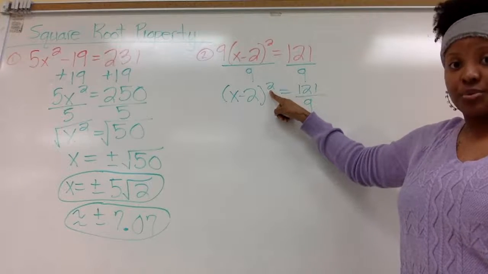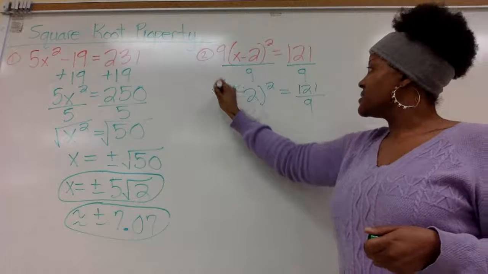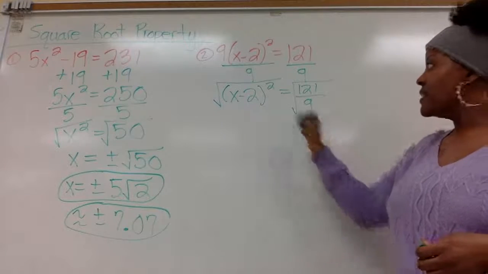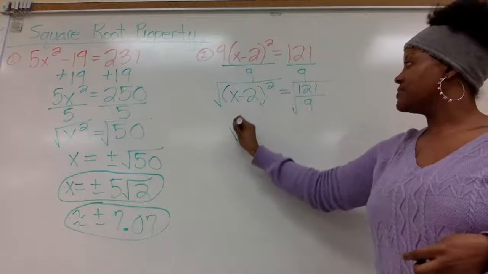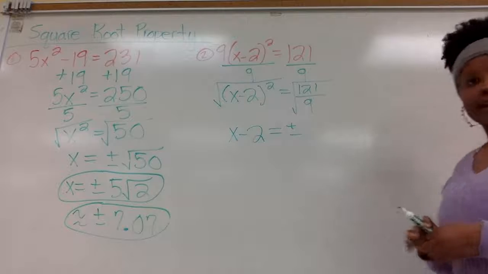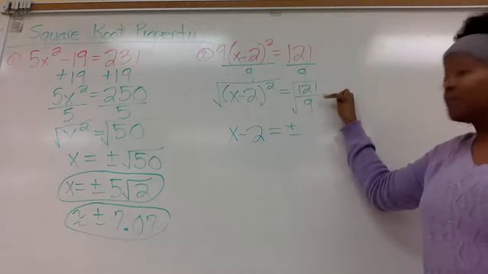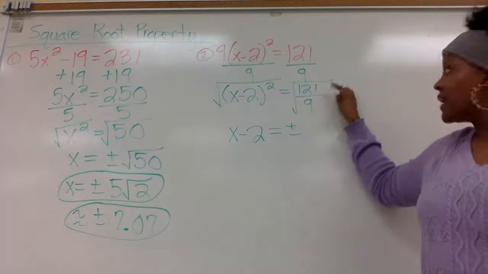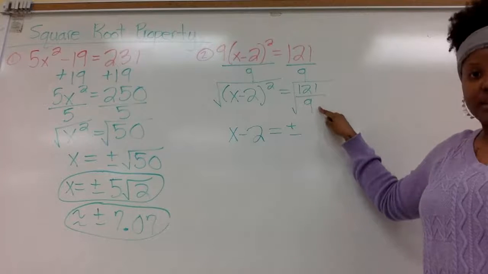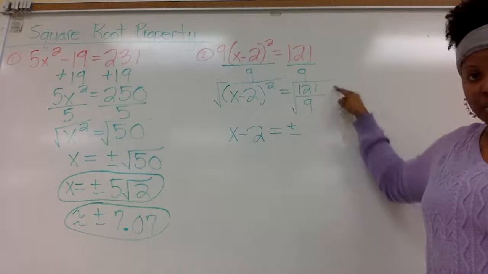We're going to take the square root of both sides. So I'm going to take the square root of this side, and I'm going to take the square root of this side. So squaring and square rooting cancel. So I have x minus 2 equals plus or minus. Now, lucky us, these are both perfect square numbers. 11 times 11 is 121. 3 times 3 is 9. So lucky us, these are perfect square numbers.